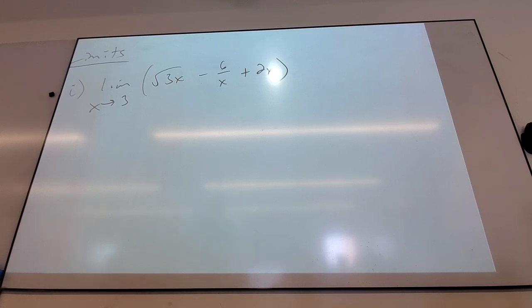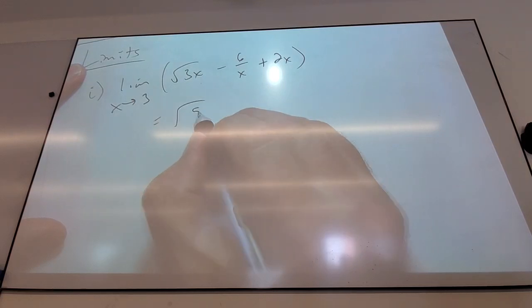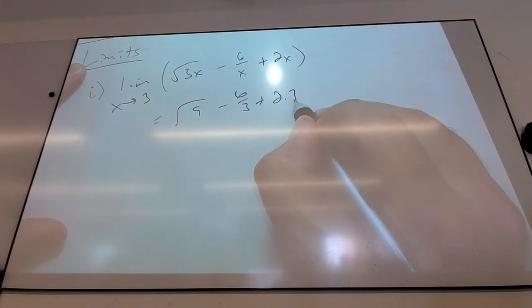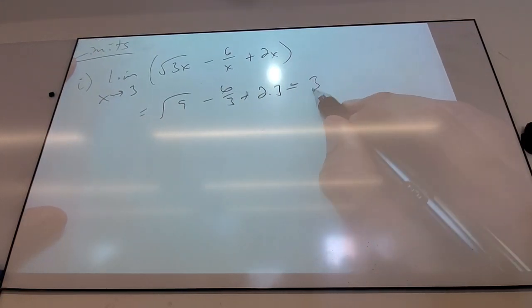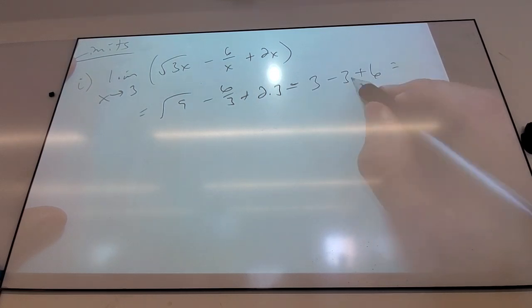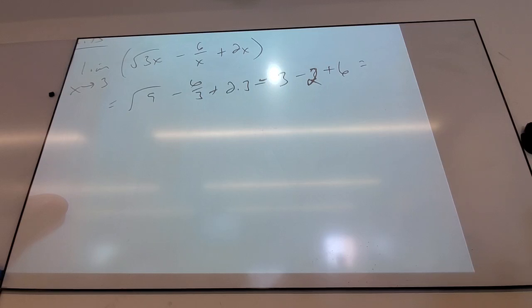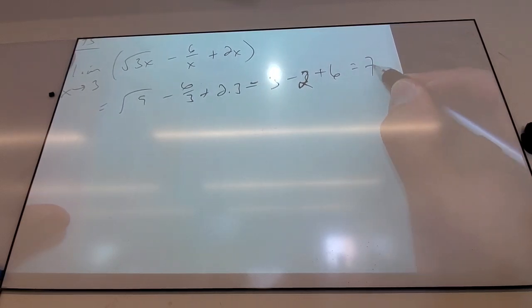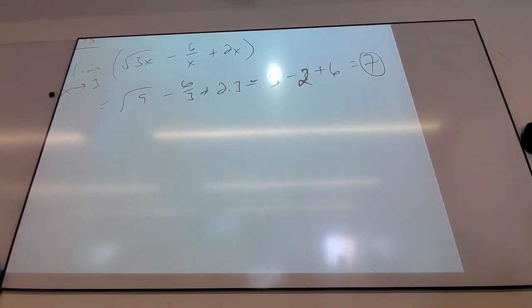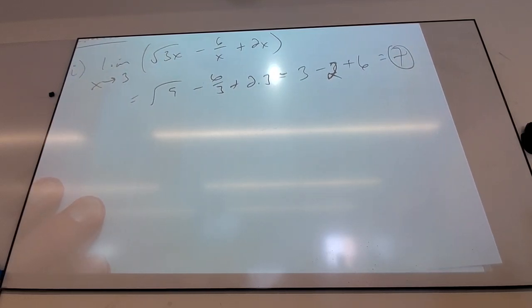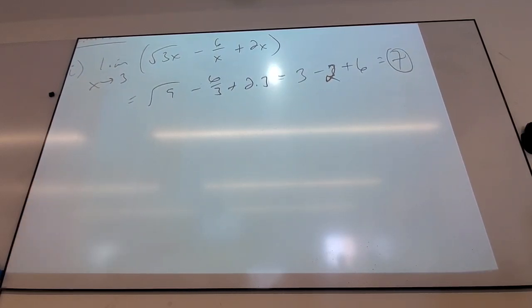So, what is this? What do you do? So I get the square root of 9 minus 6 over 3 plus 2 times 3 is 3 minus 3 plus 6. So 3 minus 2, which is 7. Okay. So a lot went into what we just did, believe it or not. There's something even more than what I'm about to talk about.